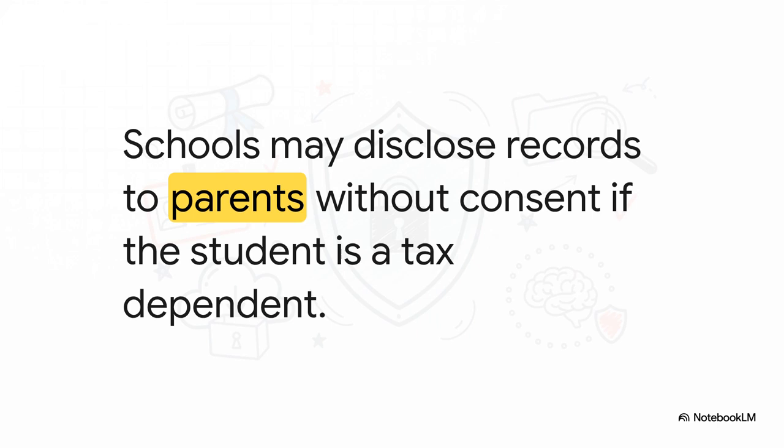Even if a student is 18 and officially holds their own FERPA rights, a school can still legally disclose educational records to the parents without the student's consent. How? Well, if the student is claimed as a tax dependent by either parent. It's a critical exception, and honestly, it's one that often surprises a lot of families.